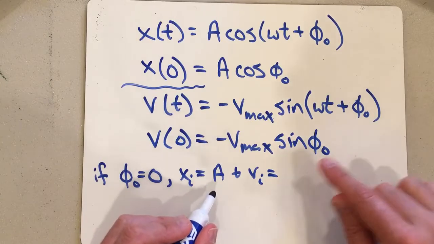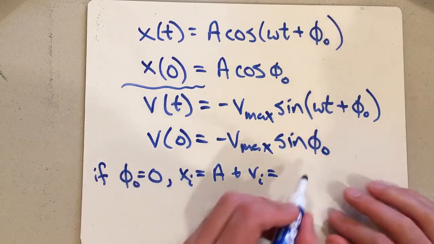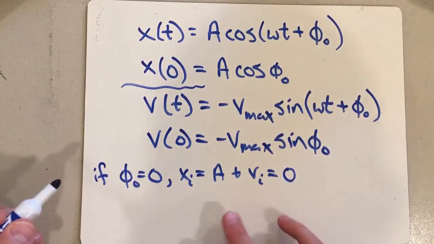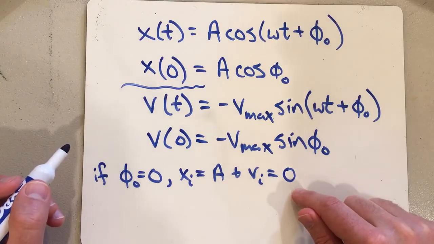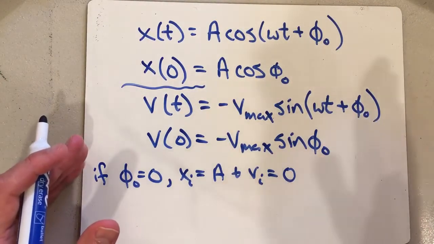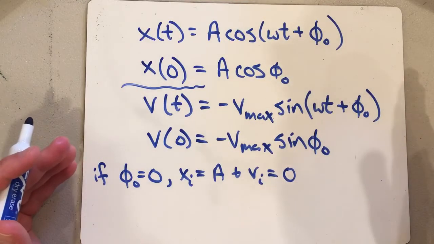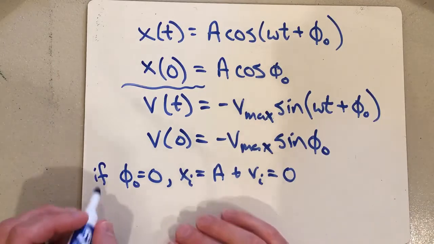X initial is, v initial, so I put in the phase shift of 0, and the sine of 0 is 0. Okay, so this makes a lot of sense. My object starts at the amplitude and it has no initial velocity. Well, yes, because when it gets to the amplitude, we can just reason through it. That's the moment it stopped. If it was still moving, that wouldn't be the amplitude because it would still be going.